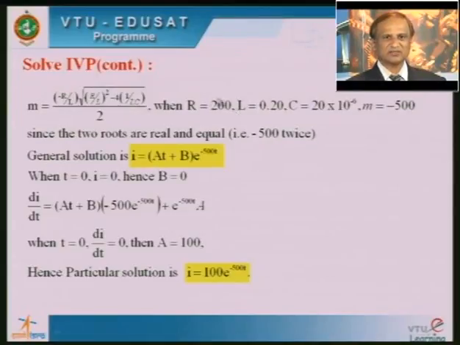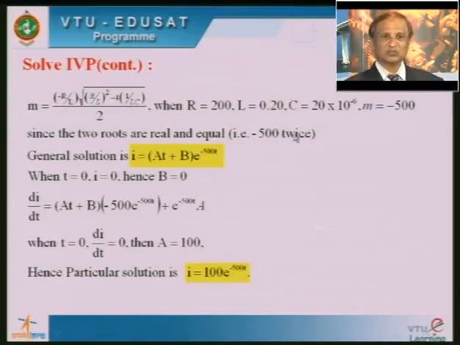Where R is equal to 200, capital L they have given, C they have given, right? So now I want to substitute all the known values, right? And I have to simplify. It is a very simple case. I hope we can substitute and simplify, and finally I can obtain the value of m, right? I hope I will get minus 500.